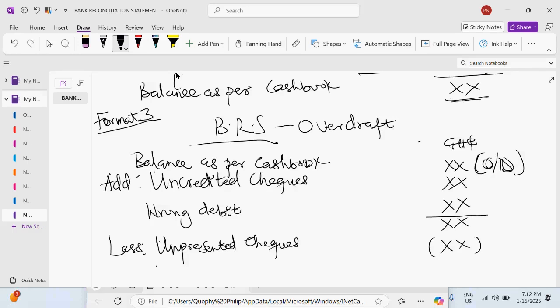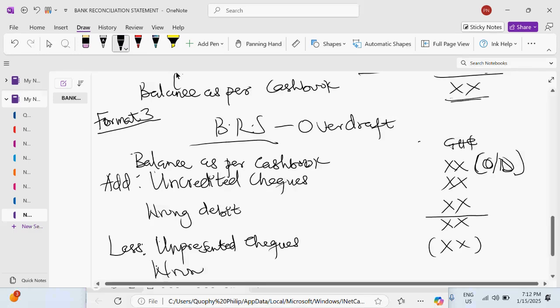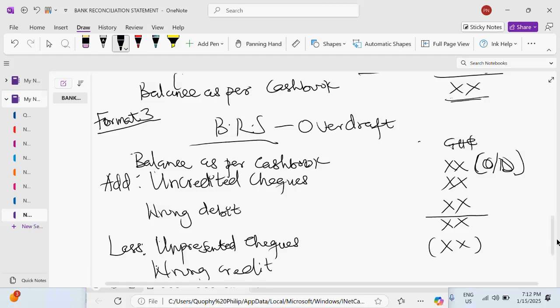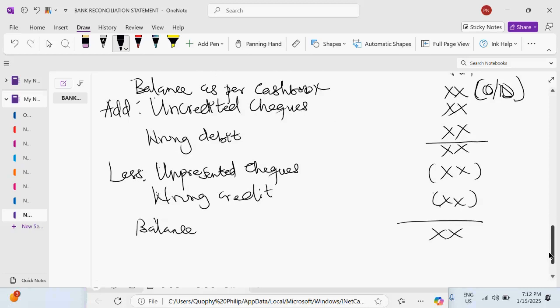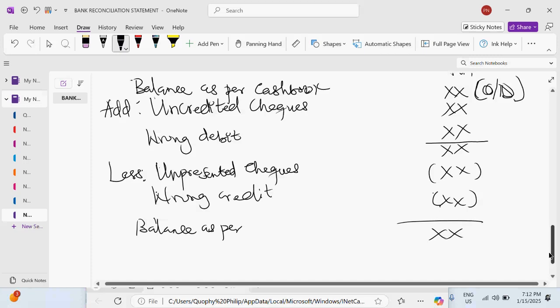And then if there is wrong debits, there will be wrong credits. So in fact, I believe you understand the format. So we also did this. So what will be the balance? The balance will be called balance as per what? Balance as per.